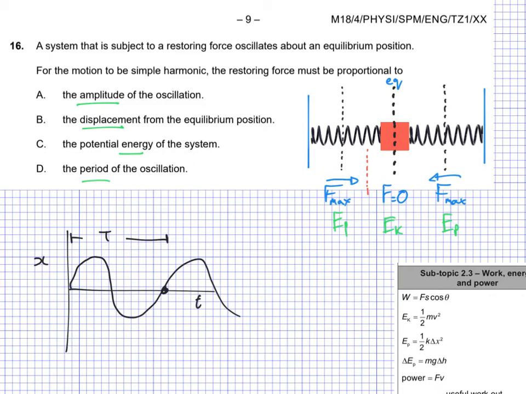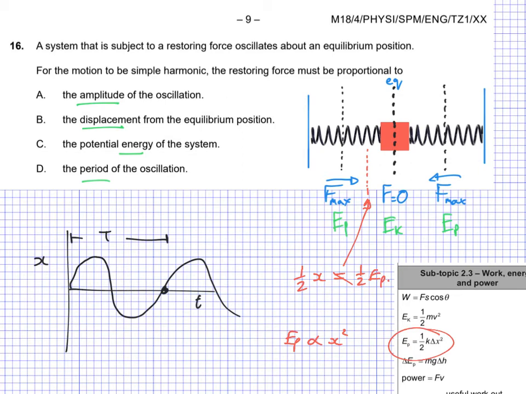And hopefully you can see from the formula here that the potential energy from the spring is proportional to the displacement squared. So in other words, at this point here, this is half the displacement. It is not equal to half the energy.